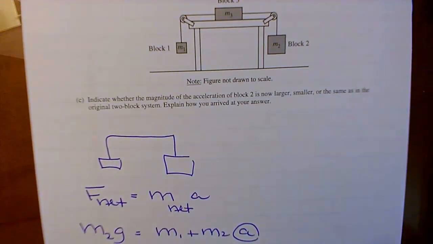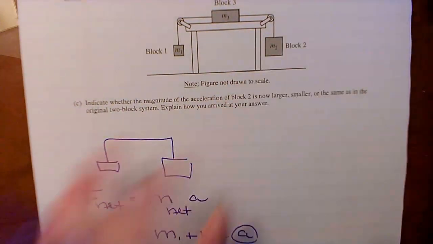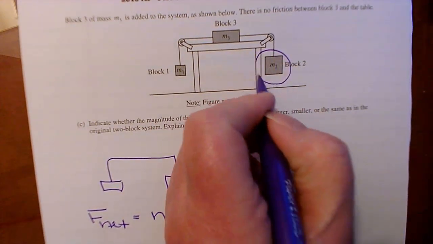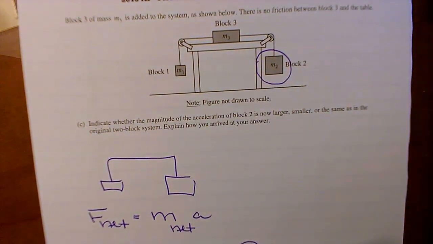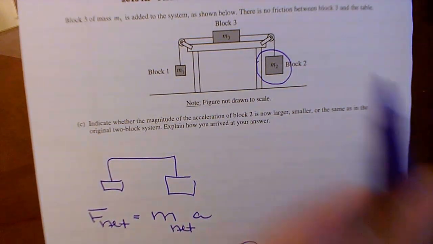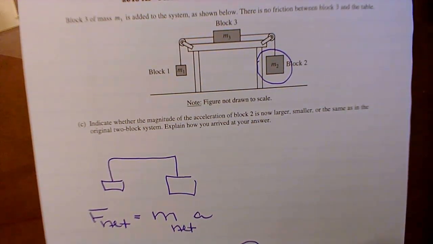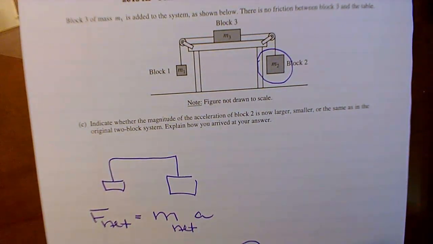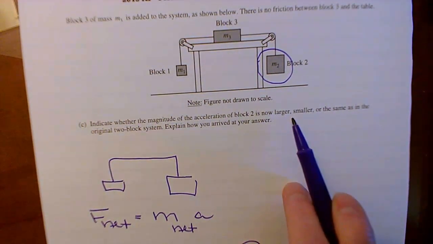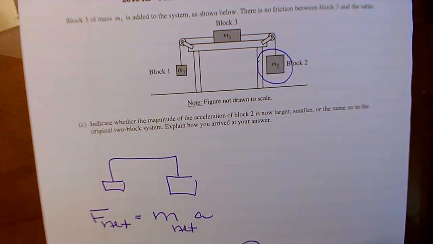All right, but now we have this third mass in here. So now, what is pulling this train? Well, this heavy block is still pulling that train. So that's going to be M2G. But now the net mass, what is it pulling? It's pulling all 3 masses. It's pulling mass 1 plus mass 2 plus mass 3. And it's going to cause it to accelerate. So the question is, is this acceleration larger, smaller, or the same as this acceleration?